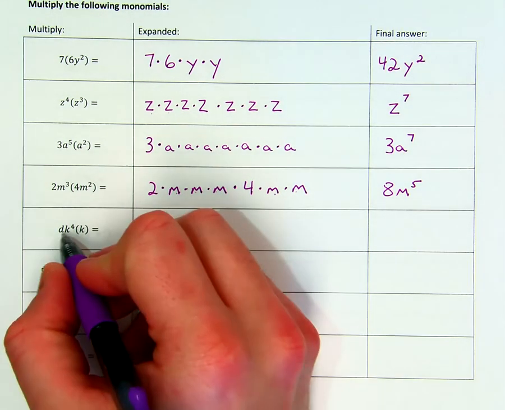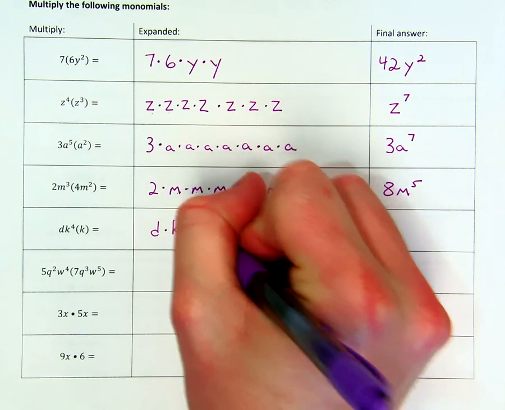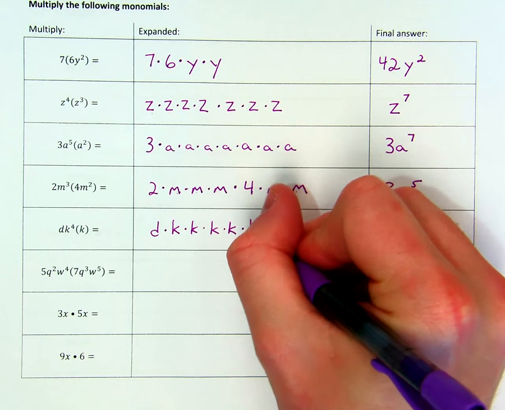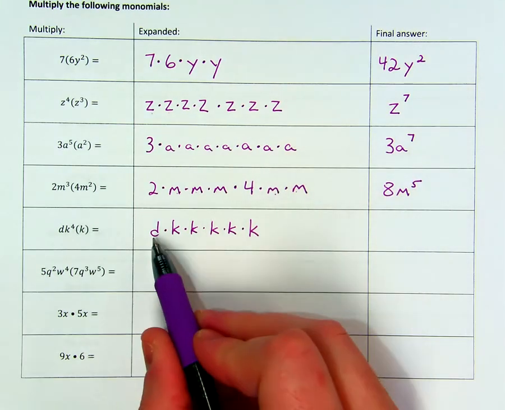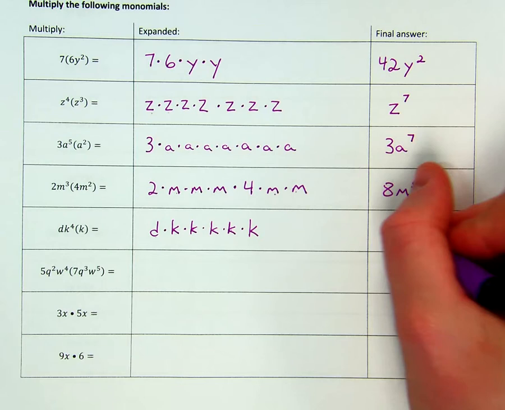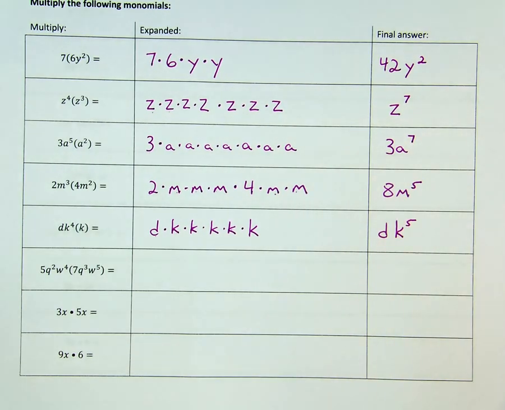The next example is dk to the 4th, so d times 4 k's multiplied against each other, times one more single k. Ultimately, we have 1 d and 1, 2, 3, 4, 5 k's. d times k to the 5th.